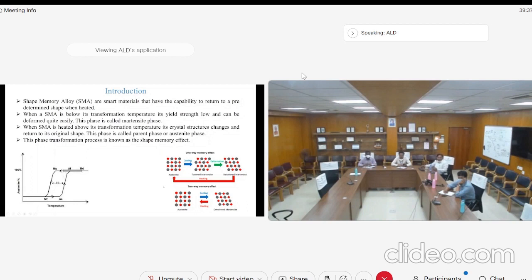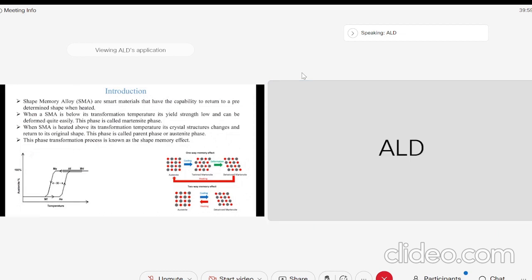Then another thing is stress. In austenite, when we increase and decrease the temperature, the BCC structure starts going to the FCC structure. That is called the twinned martensite stage. So this is the shape memory alloy.